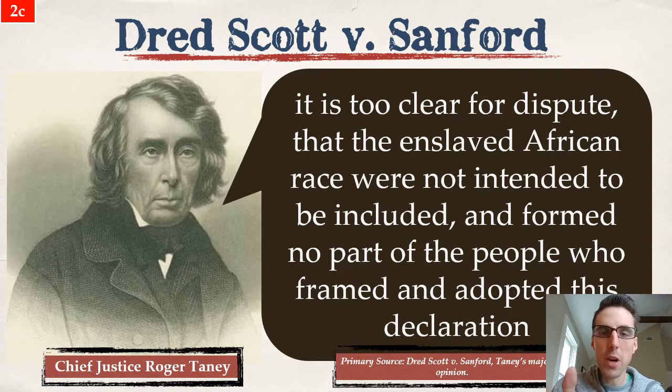I'm going to read you some parts from Taney's opinion, the majority opinion. This is what the Supreme Court Justice writes when they're explaining why they ruled the way they did. Here's what he says: "It is too clear for dispute." Wow, big statement. "That the enslaved African race were not intended to be included and formed no part of the people," that's a big term here, the people, "who framed and adopted this declaration."